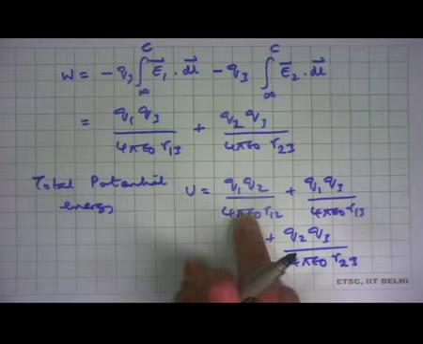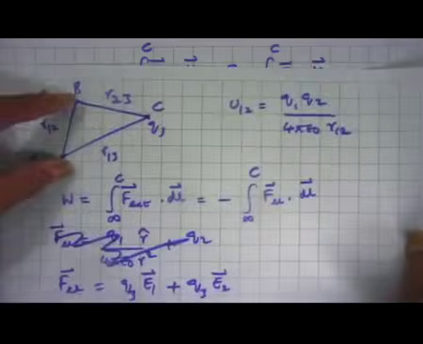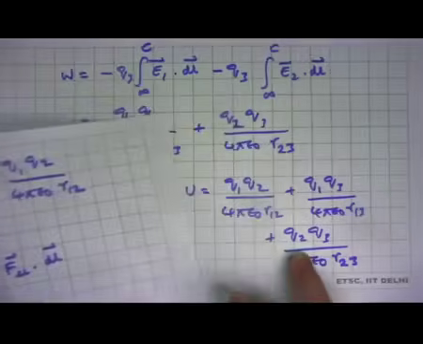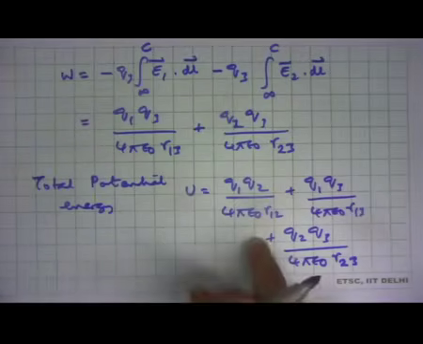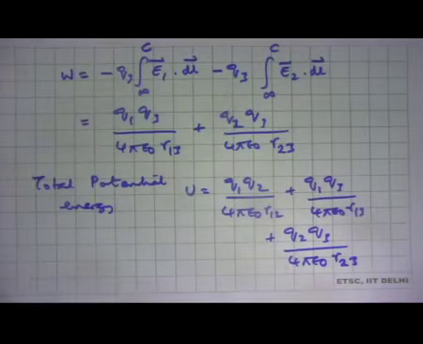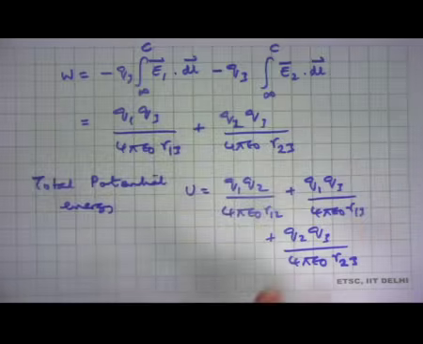So, this is the energy because of q1 q2, this is the energy because of q1 q3, and this is energy because of q2 q3. That is the total energy of the system of charges, and as I mentioned, we associate this potential energy with the entire system of charges.